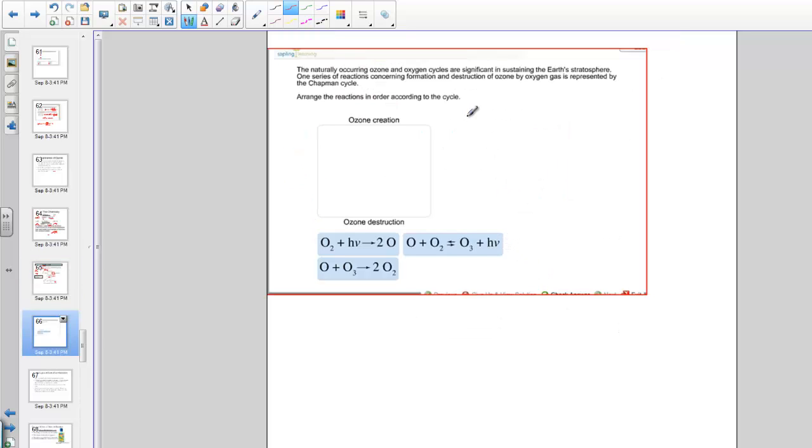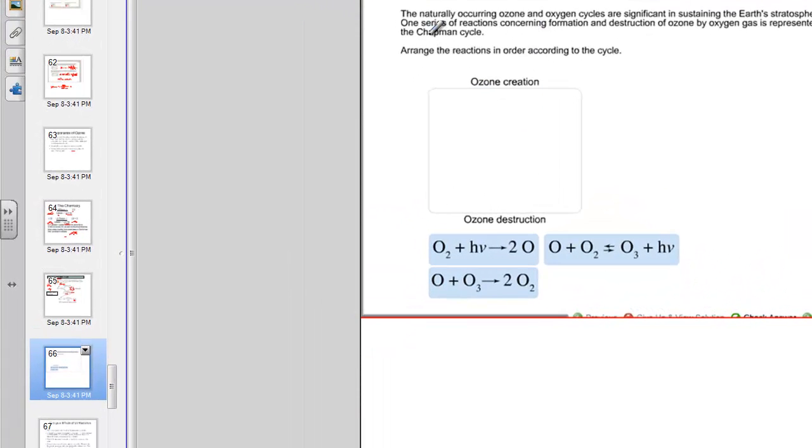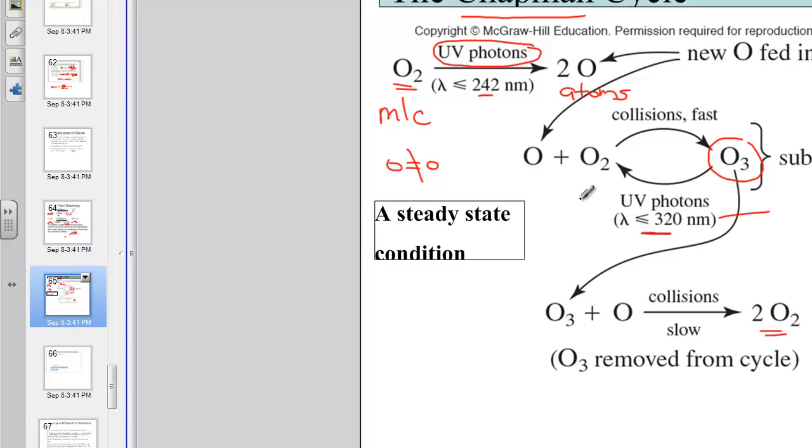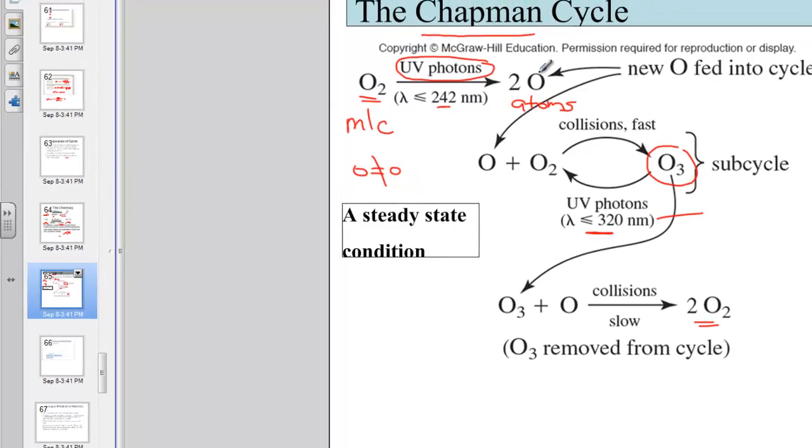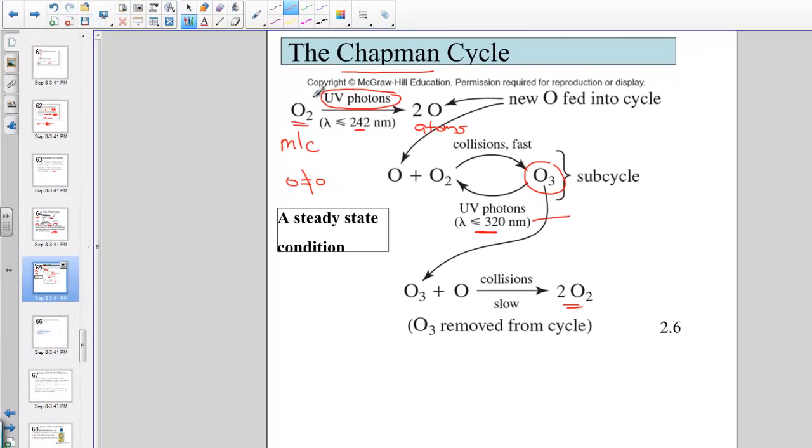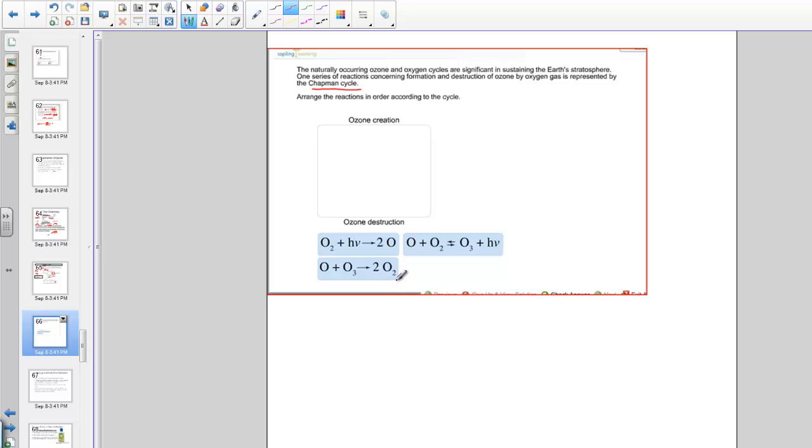You'll be asked to place those in your Sapling assignment. Ozone creation. So this is called the Chapman cycle. Arrange the reactions in order according to the cycle. So with this visual aid, you should certainly be able to do that. What's the very first reaction you see? That's diatomic oxygen breaking into atoms of oxygen. That's diatomic oxygen breaking into two atoms.